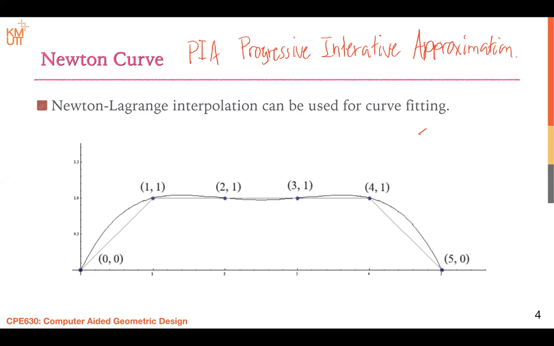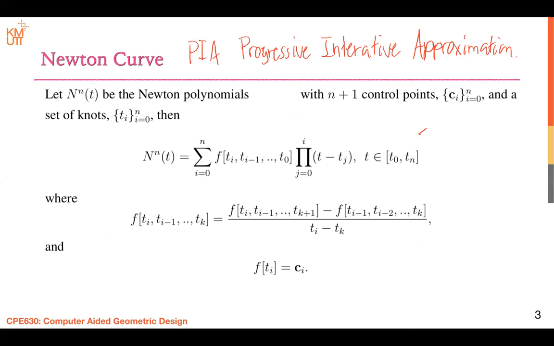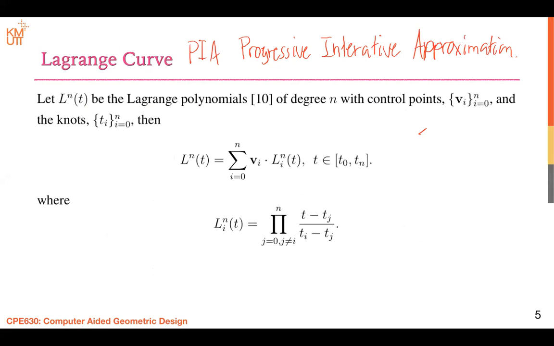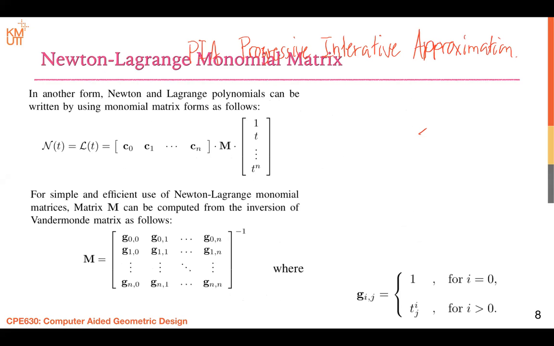Okay, so what I want you to do is implement three things. I think it is a bit difficult. The Newton curve, the Lagrange curve, and I suggest you finish this one first, the Vandermonde matrix. You can try to write a Mathematica program in order to solve this one. Okay, and I think that's all for today.